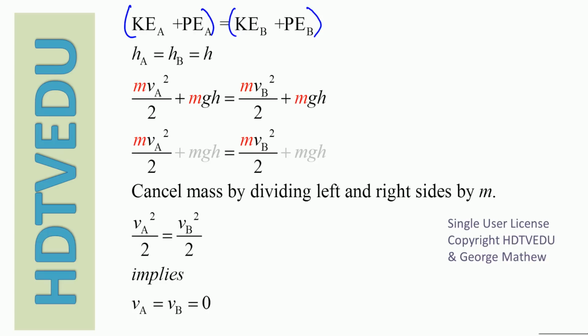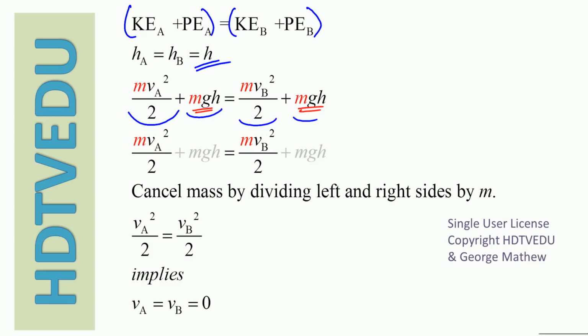Height of A is the same as height of B, and let's call that h. So what do we know about kinetic energy at A? It's 1/2 m speed at A squared. What is the expression for potential energy? mgh. What is the expression for kinetic energy at B? 1/2 m speed at B squared. What is the potential energy expression? mgh. You see mgh and mgh appear on both sides.